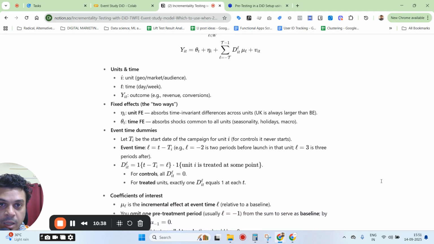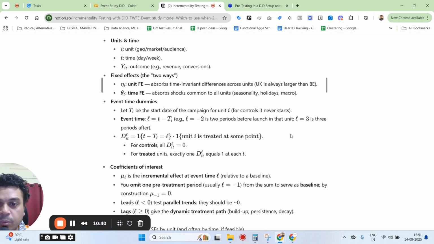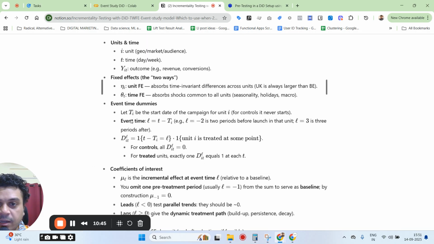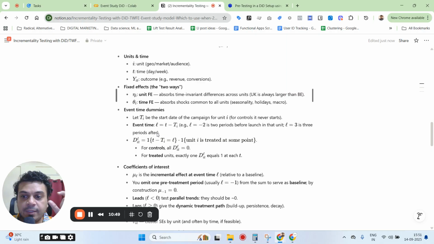So as you can see, this is the error term, but let's start with the event time dummies. The event time is nothing but the difference, that lag basically, between the time at which you're observing, the observation time, and the time at which the treatment started. So for instance, L here, lag, is given by T minus capital T of I. For example, L equal to -2 means 2 periods before the launch in that unit, and L equal to 3 means 3 periods after.